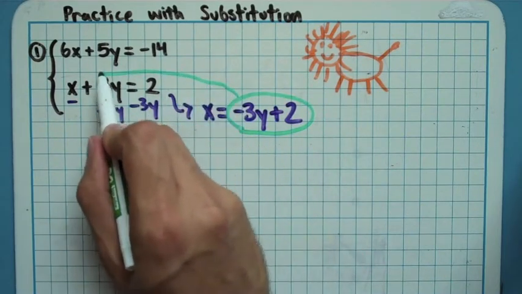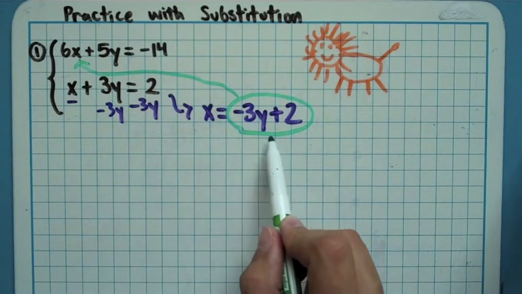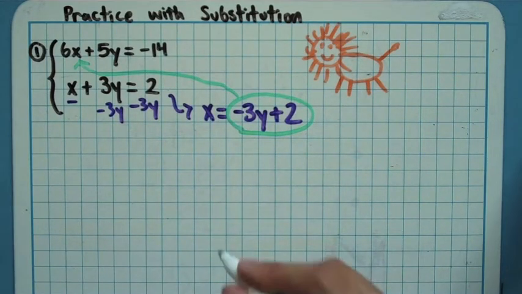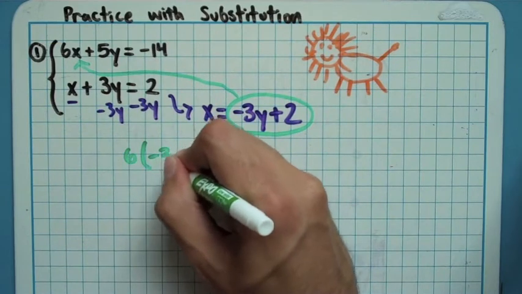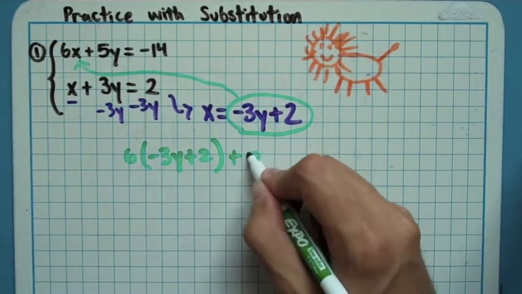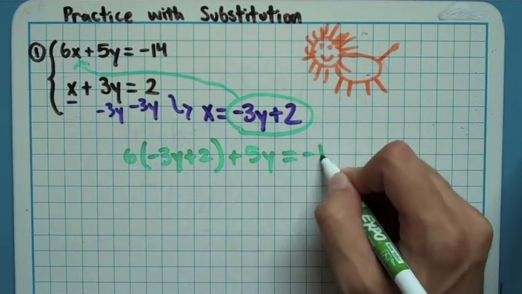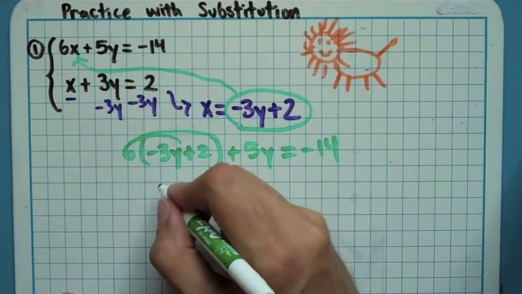X is getting replaced. You'll find with these problems that there's a lot going on in terms of different steps you have to do. But if you just kind of think about it as a whole process instead of trying to remember individual steps, it works out well. Got a variable by itself, toss it in the other equation, just like before. So now I have 6 times, in parentheses, negative 3y plus 2 plus 5y equals negative 14. Good news is there's no x's there. This is something we know how to solve pretty quickly.